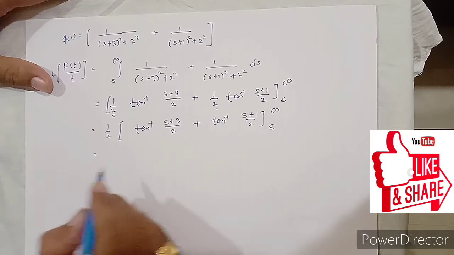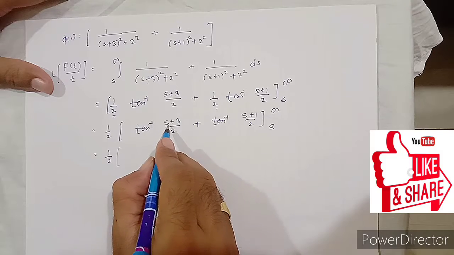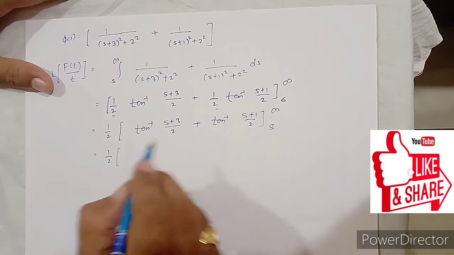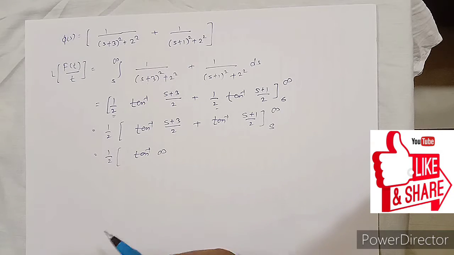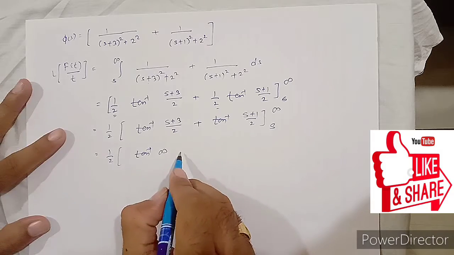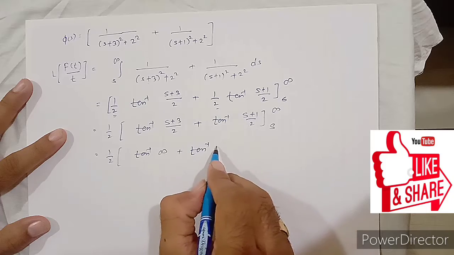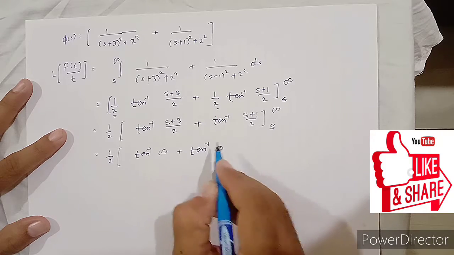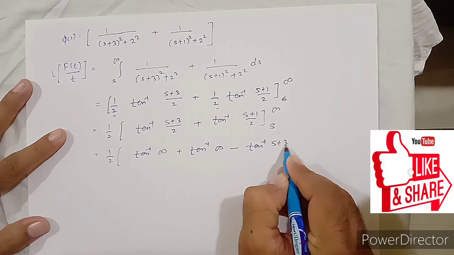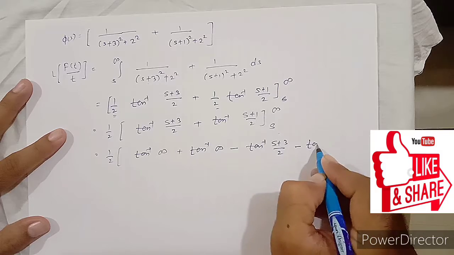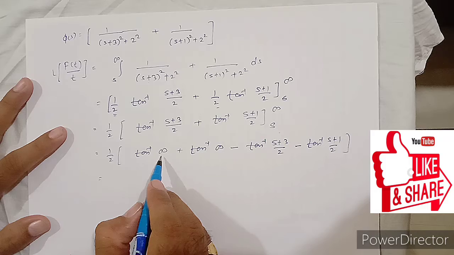Now put the upper limit. When we put the upper limit, infinity plus 3 is infinity, infinity upon 2 again is infinity. So we write down only infinity, because infinity we can add anything or divide by anything, it is only infinity, right? Tan inverse, when we put infinity here, again it is only infinity, right? Minus the lower limit, so it is as it is: tan inverse of (s plus 3) divided by 2 minus tan inverse of (s plus 1) divided by 2, as it is, right? So tell me, what is the tan inverse infinity?